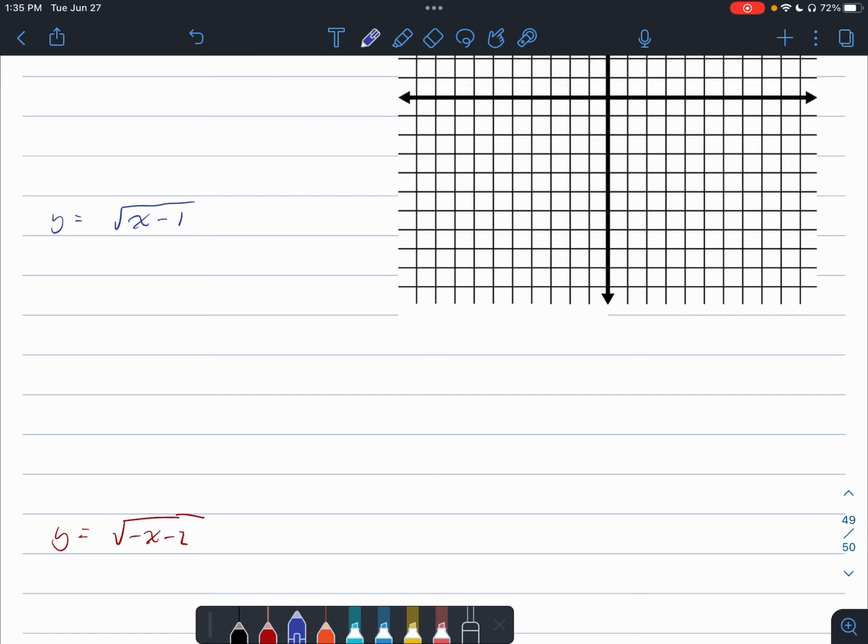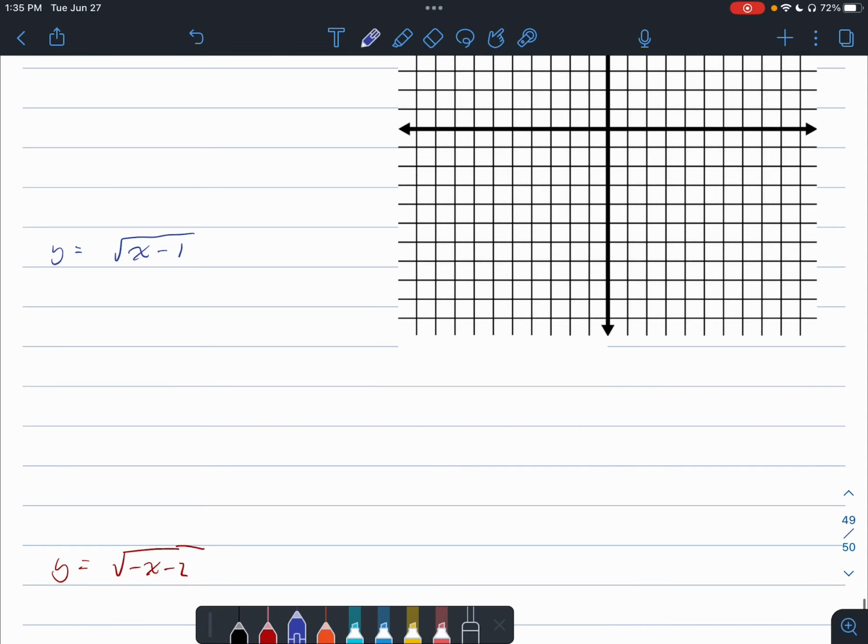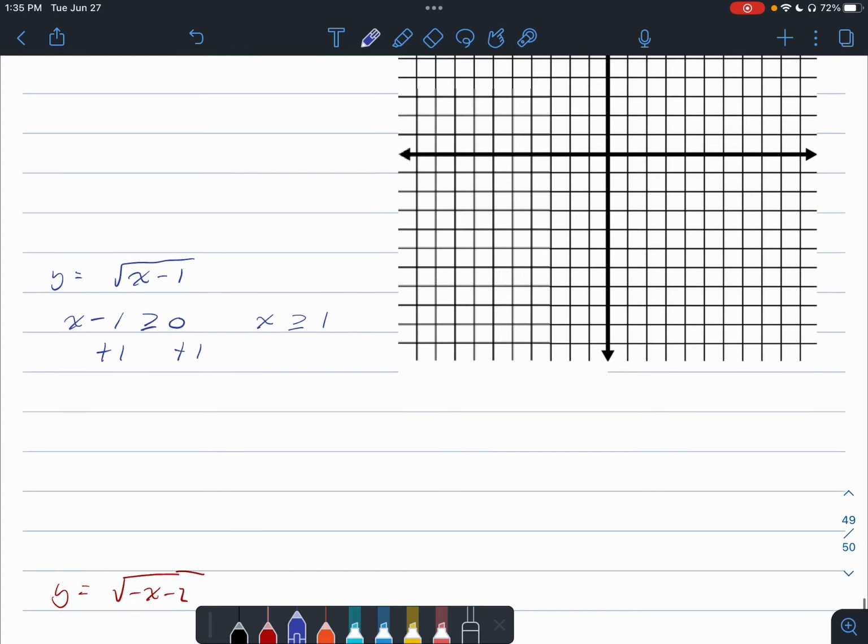Okay, now first of all, we need to understand our domain here. So we know that only values that make everything under the square root greater than or equal to 0 are going to make sense. Okay, so we need to go ahead and set everything on the inside greater than or equal to 0. So we can add 1 to both sides, and we'll get x is greater than or equal to 1.